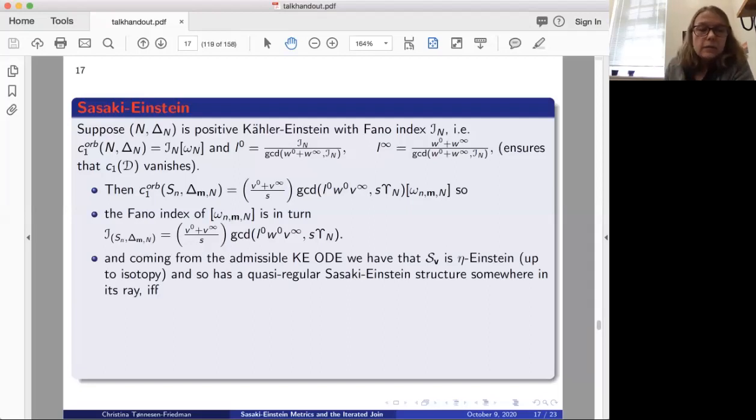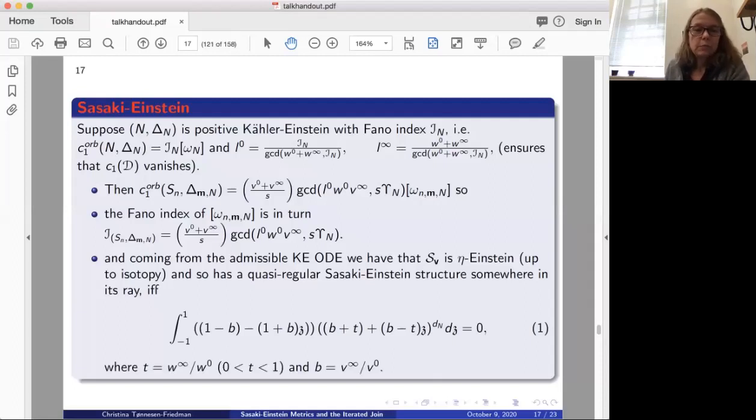All right, and then we go back to this admissible construction and the idea of these Kähler-Einstein ODEs. And we use them to find eta-Einstein up to isotopy, because that is about getting Kähler-Einstein on the transverse, right? And then we will have a quasi-regular Sasaki-Einstein structure somewhere in the ray, if and only if... So this is not enough. It's necessary, but we need this equation to be solved, where B and T are just practical things I threw in to make it look nicer.